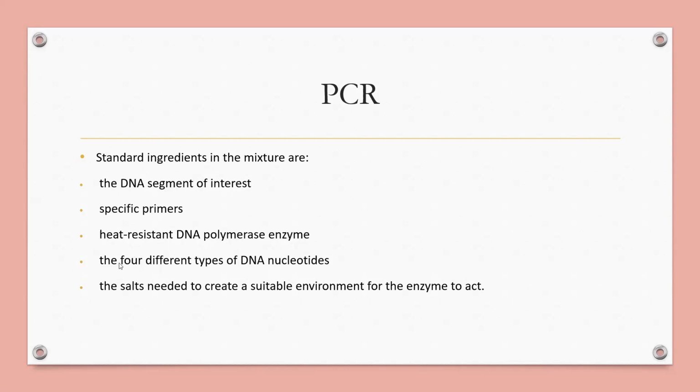Next, four different types of DNA nucleotides. You already know them: guanine, cytosine, thymine, adenine. That is the four different types of DNA nucleotides. Next, a suitable environment for the enzymes to act.